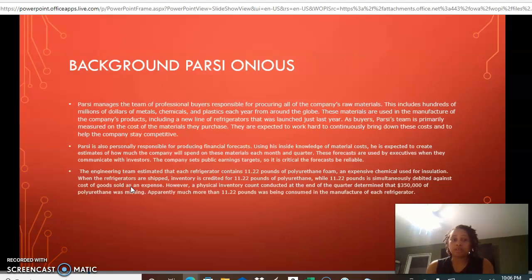So Parsi is also responsible for producing financial forecasts. Because he has a knowledge of material costs, he's expected to create these estimates on how much the company will spend over time or within a period on these materials each month or each quarter. The forecast is then used by internal and external users to make decisions.